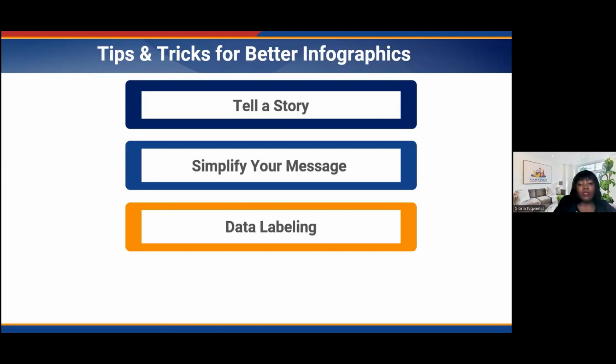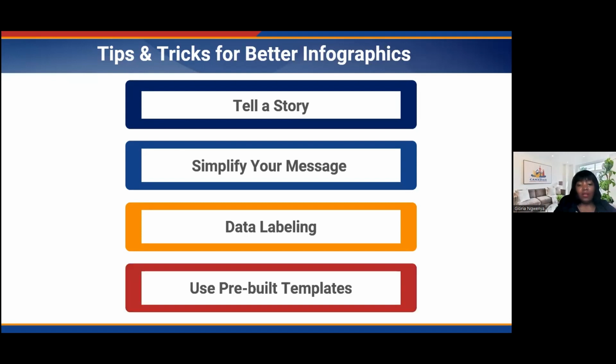Next is data labeling. When dealing with data, we need to provide clear and concise labels for charts, graphs, and any statistics that we have. We should avoid leaving data unlabeled and leaving our audience to guess what any numbers or charts are displaying. It's good to consistently label all the data so everything is clear and concise. And lastly, using pre-built templates.